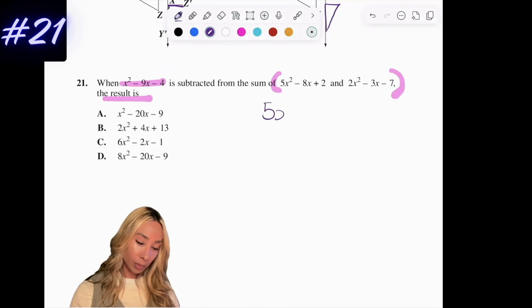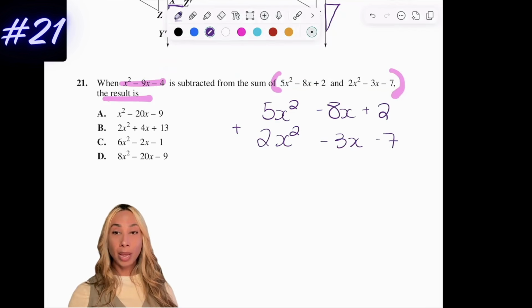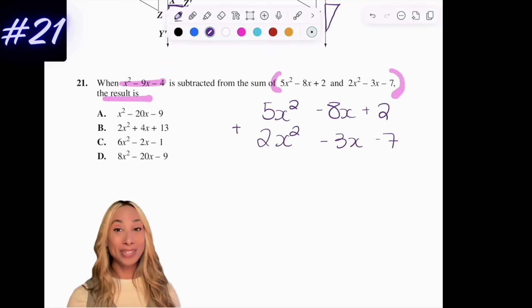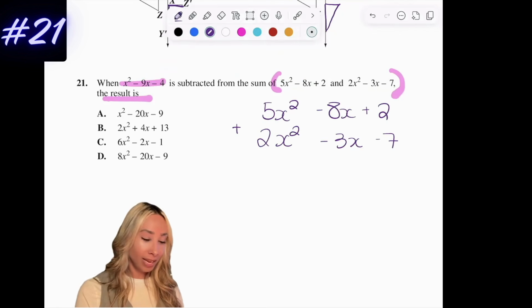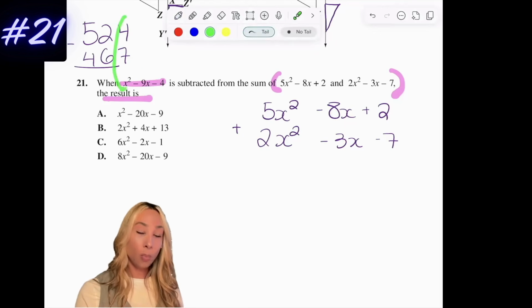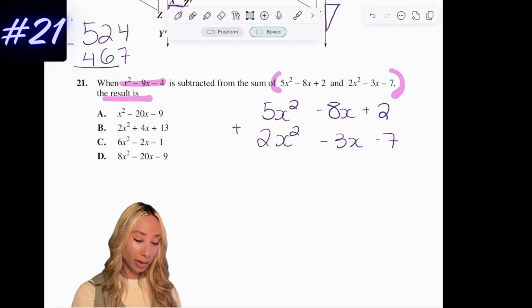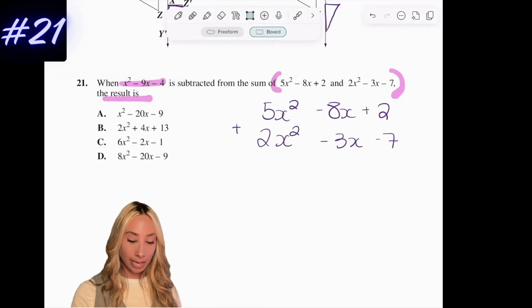So 5x squared minus 8x plus 2, and I'm adding that with 2x squared minus 3x minus 7. Now, one of the things that I do is I like to line them up really similar to how we used to add numbers when we were in elementary. Like if I said 524 plus 4, if you add those up, you're gonna add the ones together first, the tens and the hundreds. Really similar situation here. It's just this time, it's slightly different numbers.